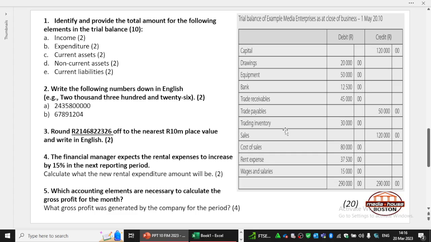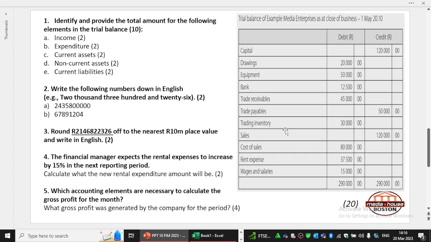I believe those are between lesson 4 and 6, where I was explaining all of this. So make sure that you go and revise those, you understand them, and then you come and write the assessment. If you haven't revised any of those, this is where you get to become lost if you don't understand the concept. So the first question says, based on the trial balance, identify and provide the total amount for the following element in the trial balance, 10 marks, income statement.